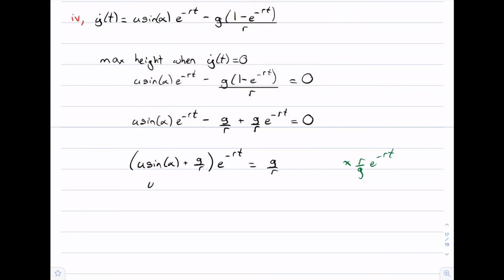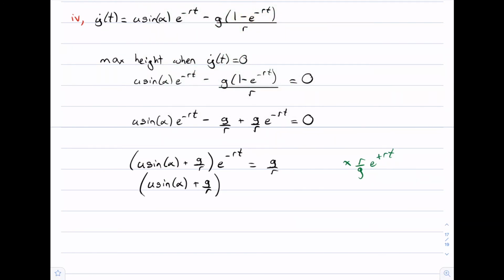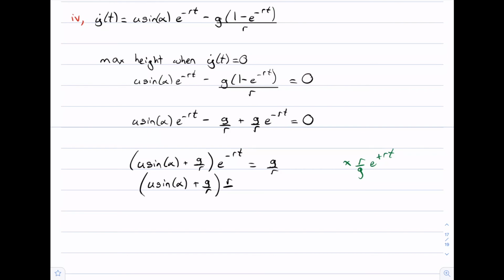So this would give us u sine alpha plus g on r. When I multiply by the positive e to the negative rt, and I wrote it as a negative, but it should have been a positive. When I multiply by the positive e to the rg, that's going to cancel with the e to the negative rt, and I'd be just left with r over g. And then on the right hand side, I have just e to the rt.